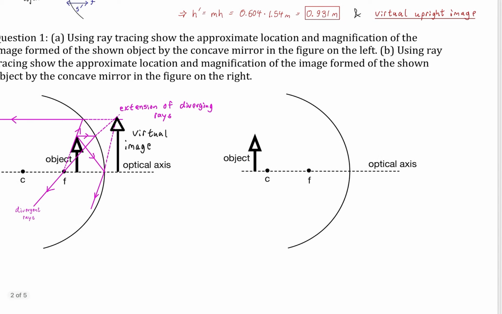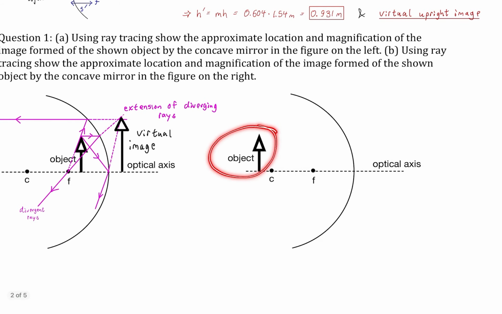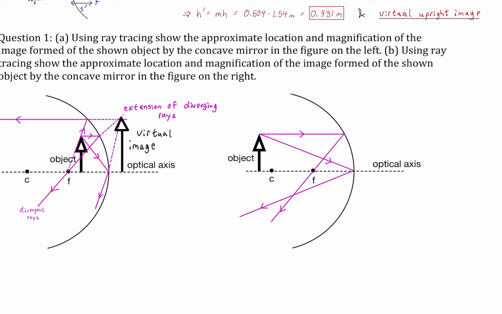Let's do it for this case. The only thing that's different now is the object is outside the focal point. It's also outside the center of curvature, but the important thing is outside the focal point, right? Principal ray number 1. Principal ray number 2, parallel, reflected through. Principal ray number 3, through F, and then reflected parallel. Okay? Well, do they cross? Absolutely. So these are converging rays. We don't need to think about any extensions because they're crossing. They're forming an image, a real image, right?